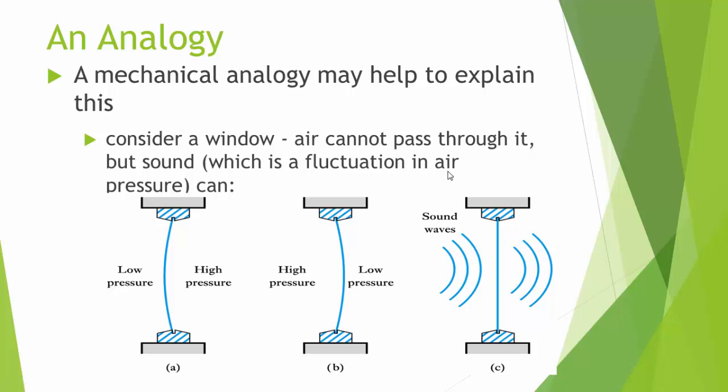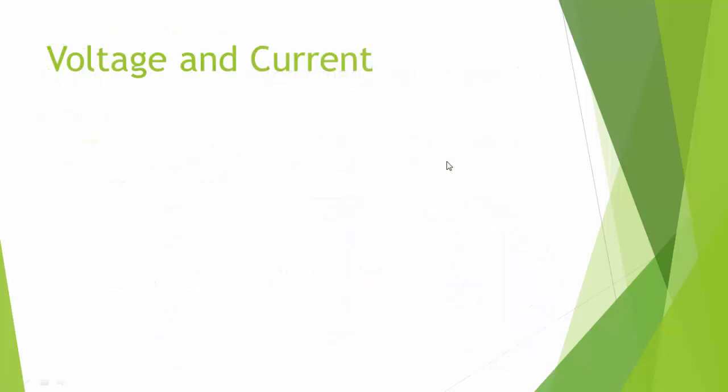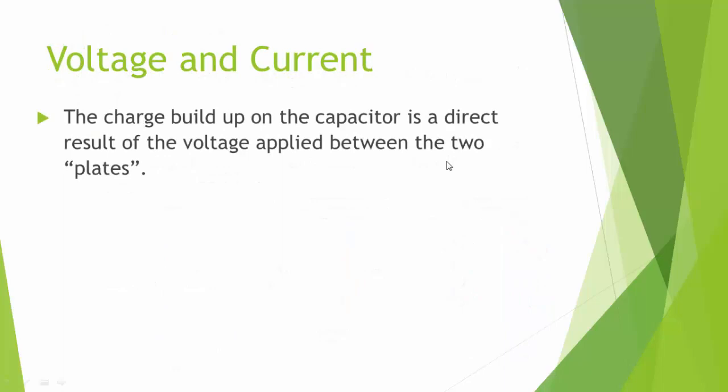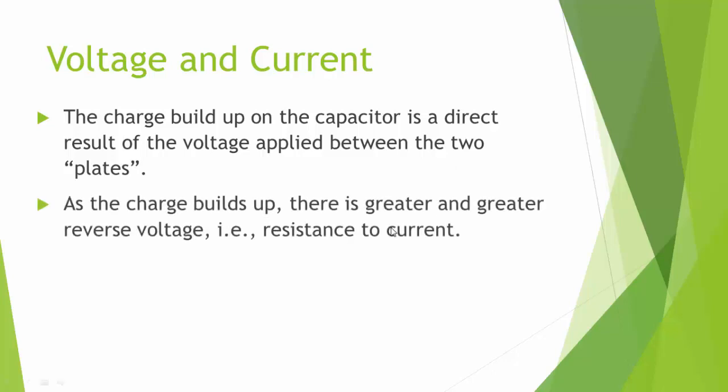Now this is why you can hear sound outside an airtight window, and it's why alternating current appears to flow through a capacitor. Now, the charge buildup in the capacitor is, yes, a result of the voltage applied between the two plates. We understand that now. We've seen the mathematics of it. We can look at this and realize that initially, to build up that charge, we have to have current, and we've already seen that.